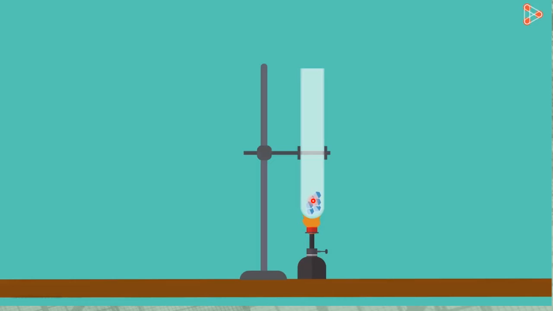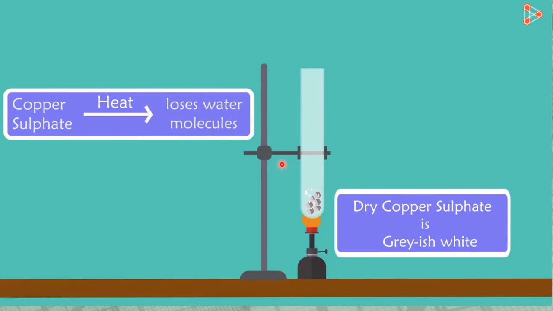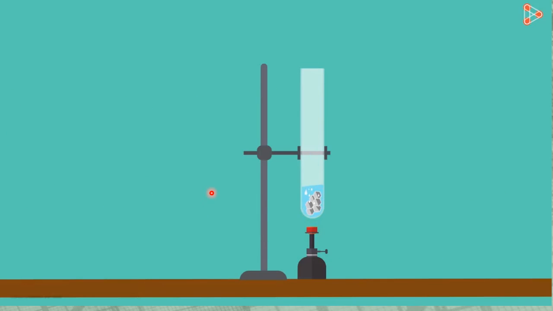What do you notice after some time? You notice that the color of the crystals turns grayish white. And did you observe the water droplets on the test tube? Why does this happen? It's because when copper sulfate is heated, it loses its water molecules. And that's why it turns grayish white in color. When it's dry, it's referred to as anhydrous copper sulfate. And what do you think will happen when we add water to it again? After adding water to anhydrous copper sulfate, it becomes blue again.